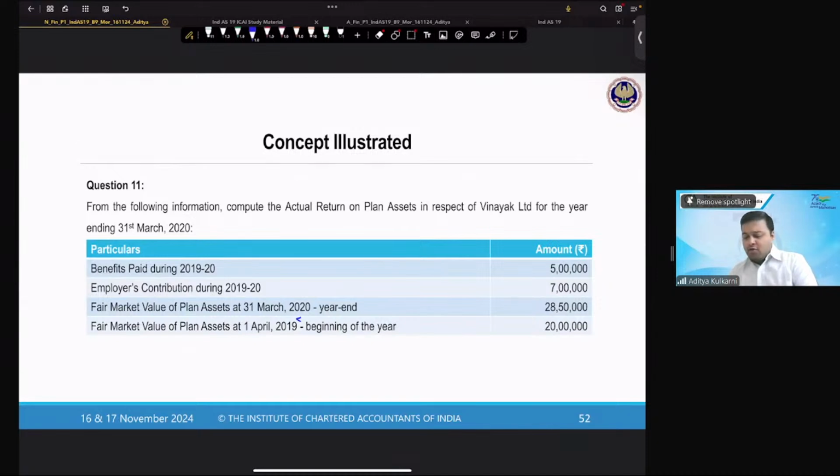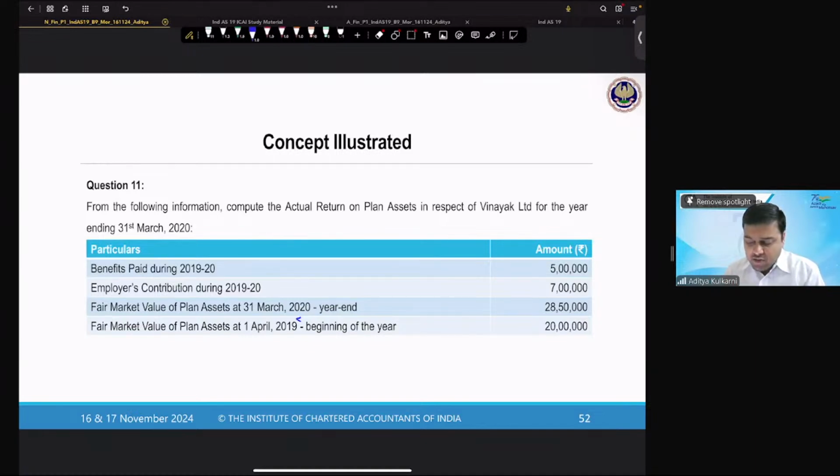Now, from the following information, compute the actual return on plan assets in respect of Vinayak Limited for the year ending 31st March 2020. I have benefits paid 5 lakhs. Employer's contribution during 2019-20 is 7 lakhs. Fair value of plan assets at the year end is 28 lakh 50. And fair value of plan assets at the beginning of the year is 20 lakhs. So you are required to calculate the actual return on plan assets.